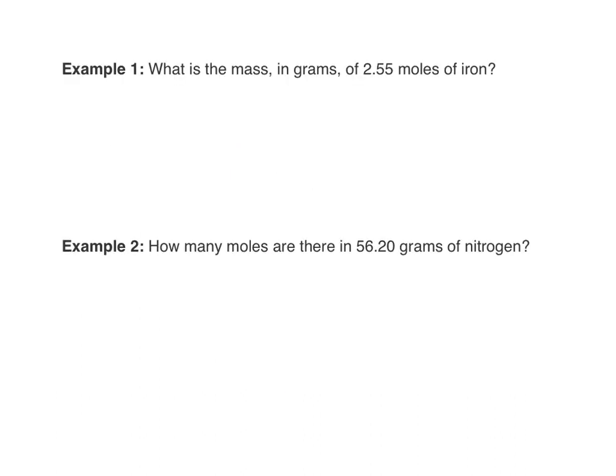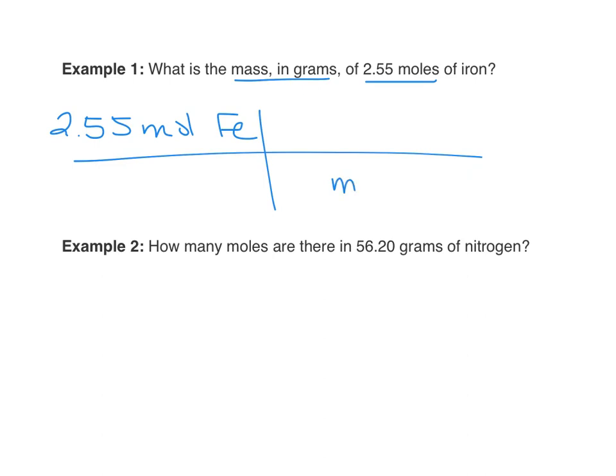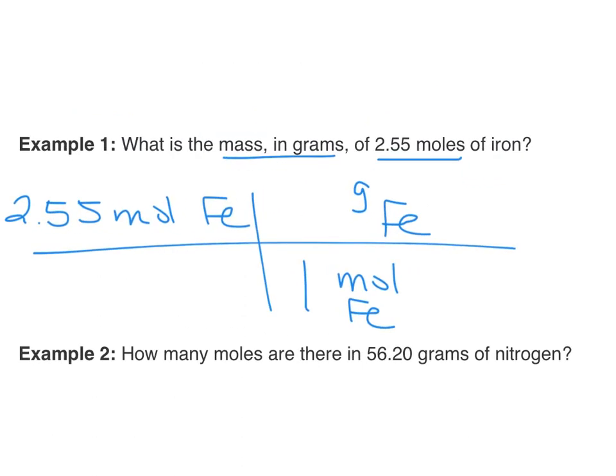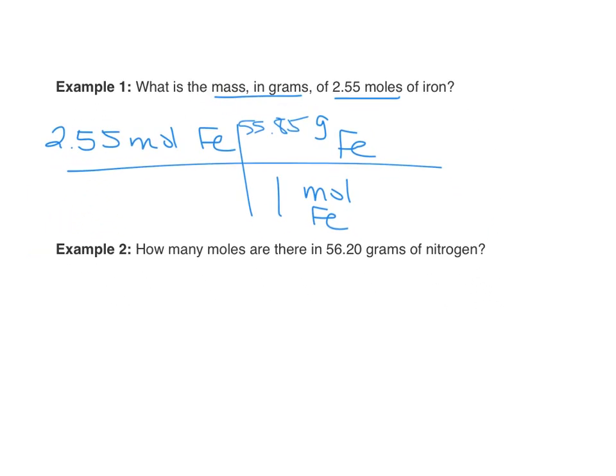So our first example, what is the mass in grams of 2.55 moles of iron? We're given 2.55 moles and we're asked to find grams. So we're going to start with our given, 2.55 moles of iron. Dimensional analysis, I know I need to cancel out the moles, and we need to convert it to grams of iron. Well, 1 mole is going to equal the molar mass. The molar mass of iron, since iron is just an atom, just check it out on the periodic table, you're going to get that mass to be 55.85 grams. So now we can do the math here.